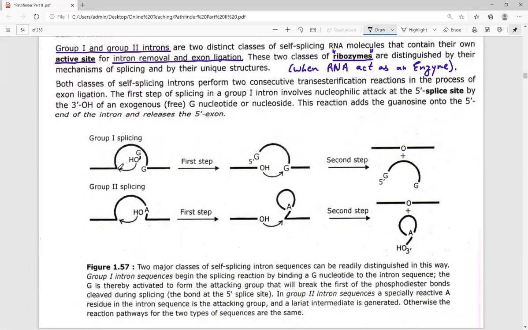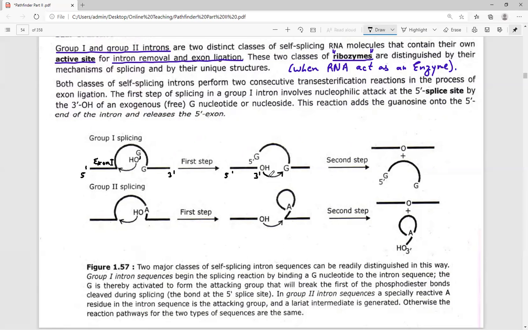This hydroxyl group will attack the first exon. This is exon number 1, and it will be attacking so that the exon will get separated. The free exon 3' OH, that is free. This is 5', and then this is 3'. This is the 3' OH that has been made free, and it will be attacking the guanosine residue.